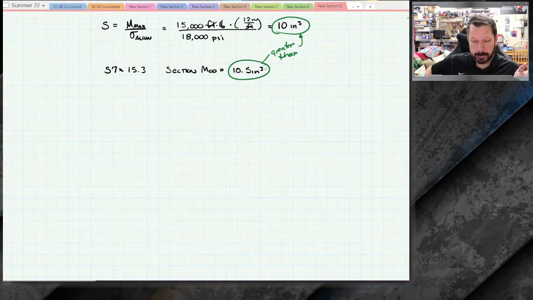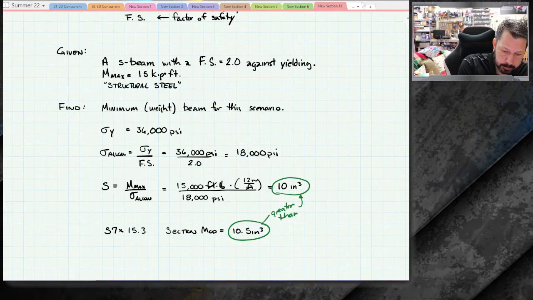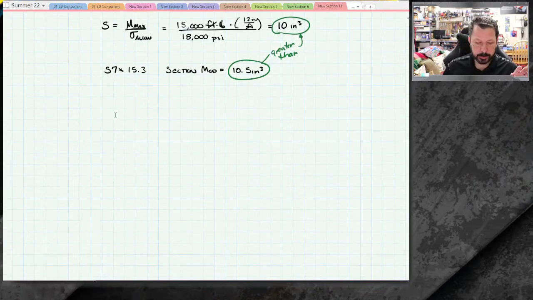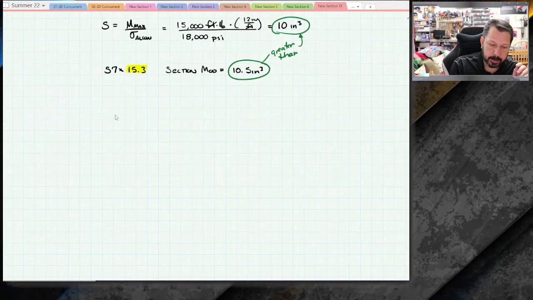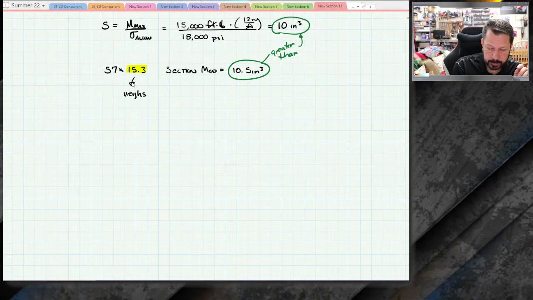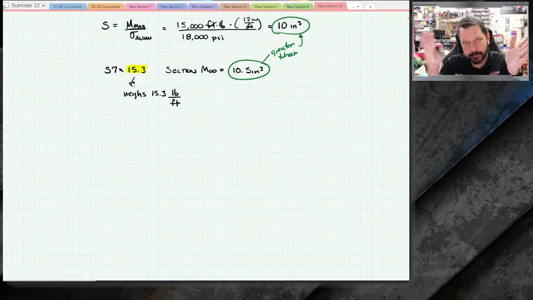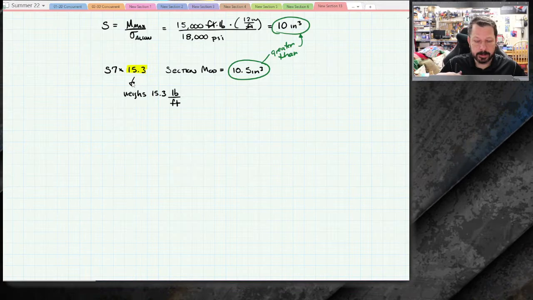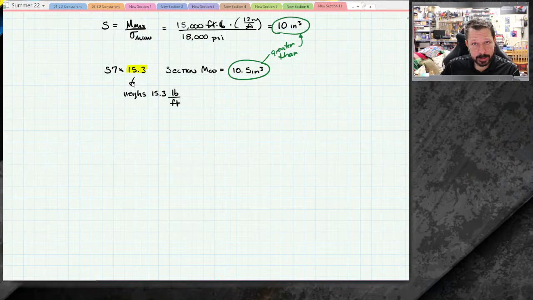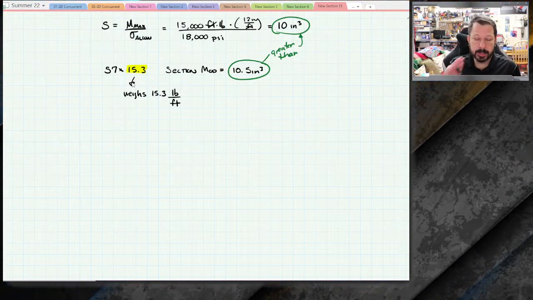So that's good. But we wanted the minimum, right? So this beam that we picked out so far, remember this number, weighs 15.3 pounds per foot. So every foot of this beam that I cut off is another 15.3 pounds. So I need to go back and check if maybe there's a bigger beam up in the top of the chart, but it actually weighs less.